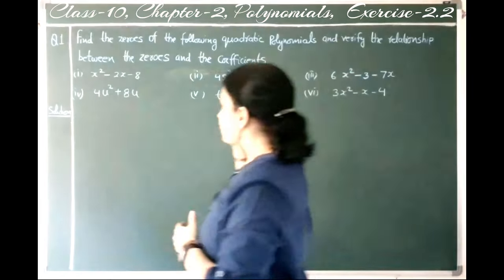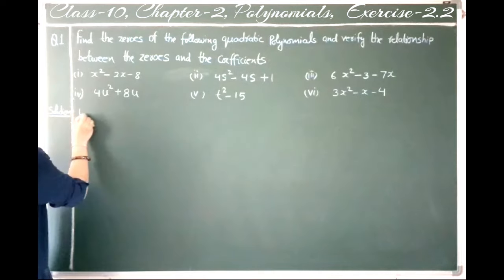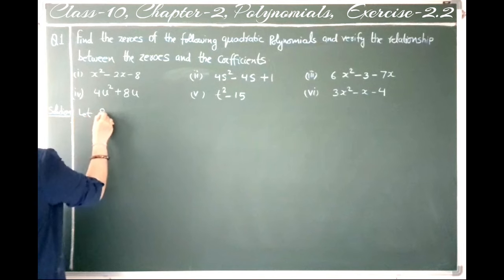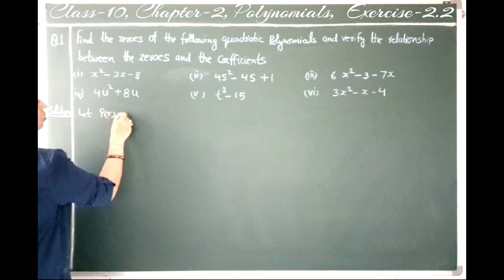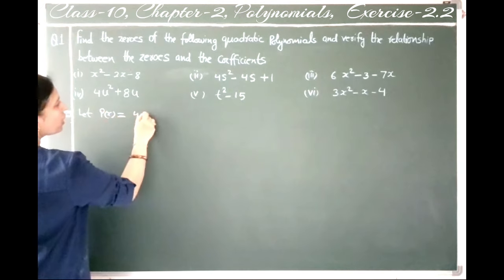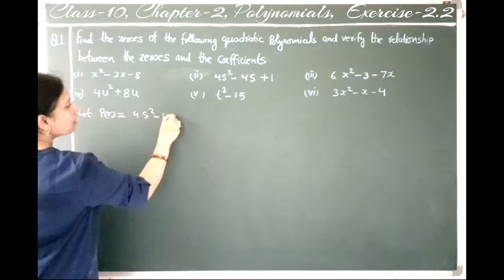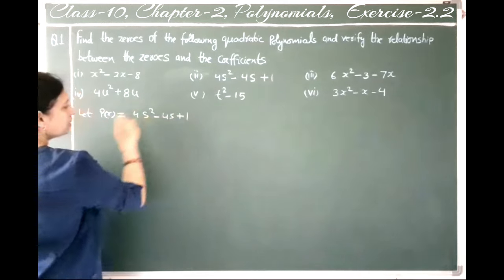Okay, so let us see this one. So first we have to write let p(x) is equal to 4s square minus 4s plus 1.